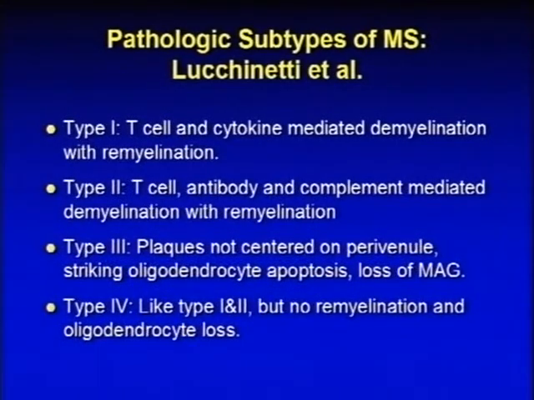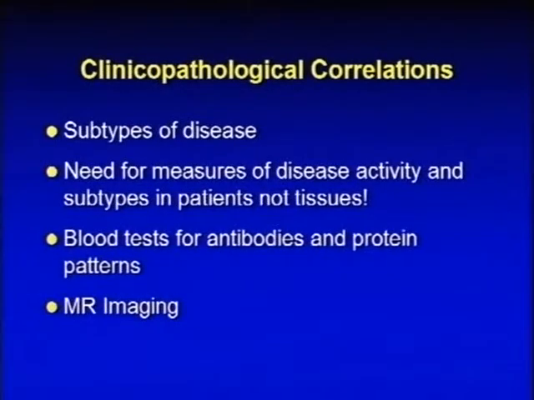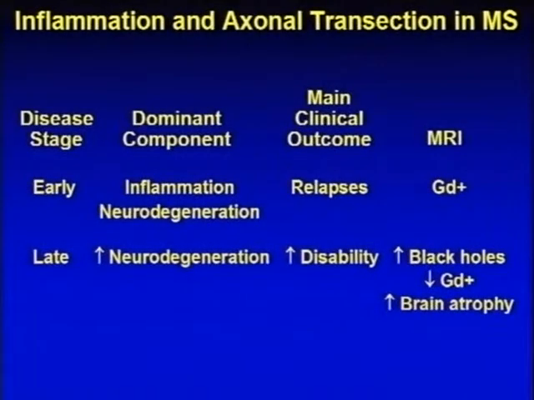But again, what we really need to do is go back to the clinic and try to figure that out before we're at the point where we're looking at the tissue under a microscope. So we need to understand the subtypes of disease. There's a need to measure disease activity, not in the tissues, but perhaps using blood samples, spinal fluid samples, or MRI. And so I'd like to just briefly end talking about that.